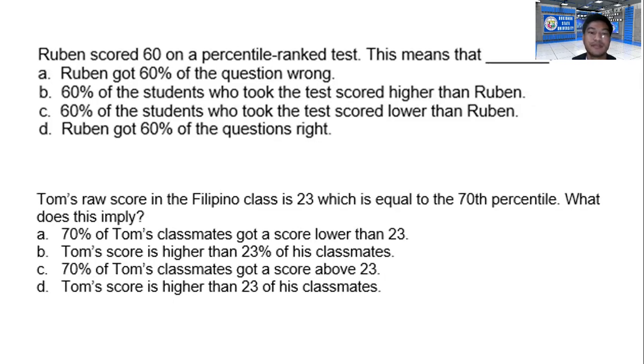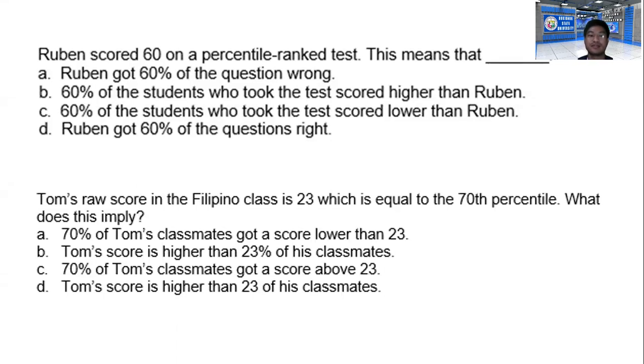Next, Tom's raw score in Filipino class is 23, which is equal to the 70th percentile. What does this imply? A, 70% of Tom's classmates got a score lower than 23. B, Tom's score is higher than 23 of his classmates. C, 70% of Tom's classmates got a score of 23, above 23. D, Tom's score is higher than 23% of his classmates. The answer is letter A. 70% of the classmates of Tom got a score lower than 23.